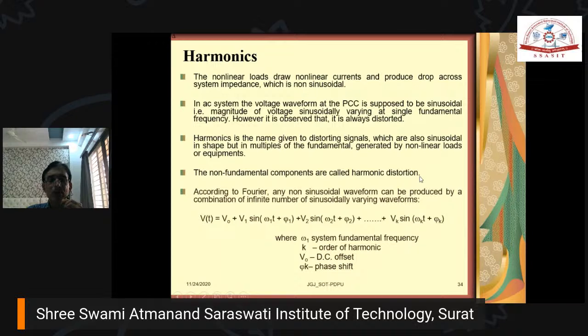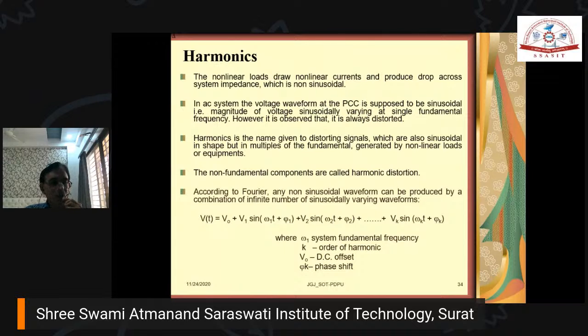The non-fundamental components or harmonic components are also called harmonic distortion. Now, according to the Fourier series, any non-sinusoidal waveform can be produced by a combination of an infinite number of sinusoidal varying waveforms. So V of t is equal to V0 plus V1 sin(omega 1 t plus phi 1) plus V2 sin(omega 2 t plus phi 2) and so on, where omega 1 is the fundamental frequency, k is the order of harmonic, V0 is the DC offset, and phi 1, phi 2 are the phase angles between the fundamental and the harmonic components.